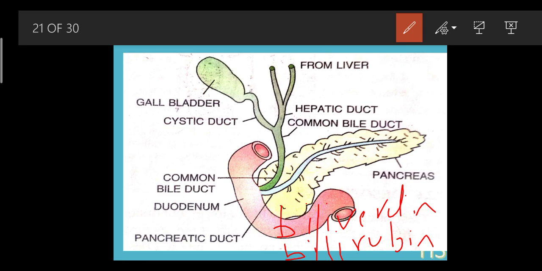Whenever there are RBCs, what is the color of the RBCs? It is usually red. But whenever they break down, whenever they die, they produce this greenish yellow color. So that is why it appears greenish yellow, and these are called bilirubin and biliverdin.